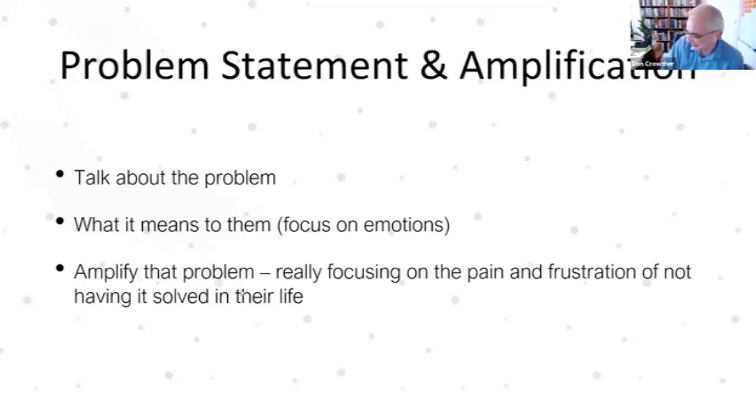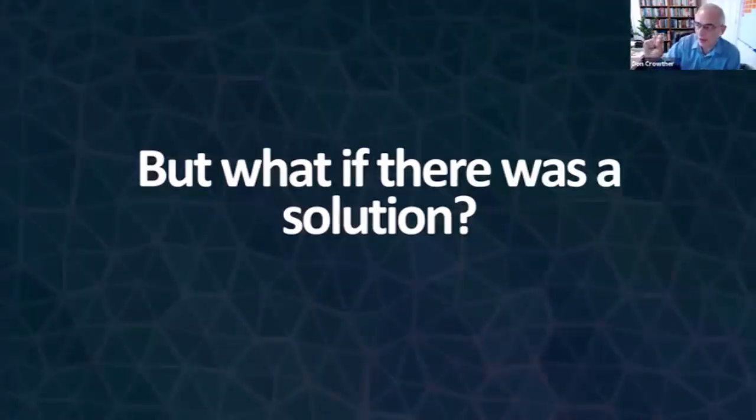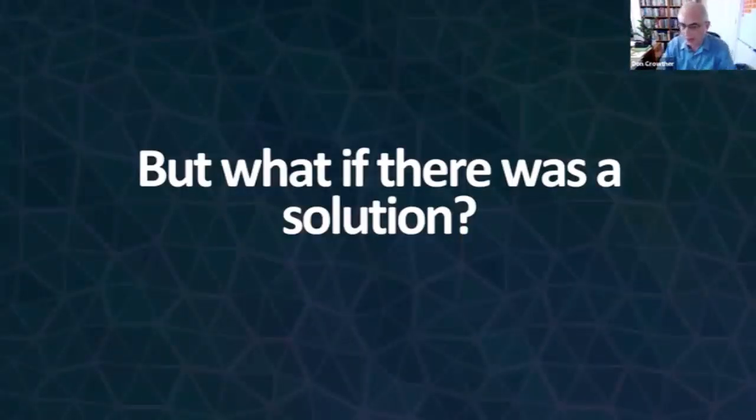All right. Okay. Then once we get done talking about what that problem means to you, we have just a couple of sentences that say, but what if there was a solution? In other words, we just emotionally said, you've got a problem, this is how bad it is, and then we say, but what if there was a way to solve that? So it brings hope back into the relationship.